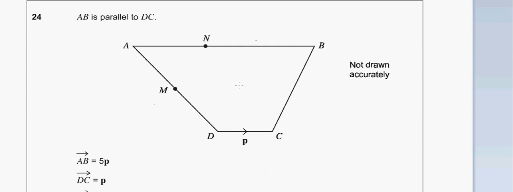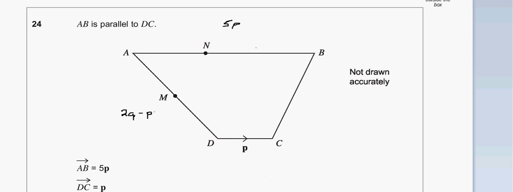Okay, so question 24. So we've got vectors here. AB is parallel to DC, so we know that this line and this line are parallel. They've put in that it's vector little p from D to C. So they told us that here. Now they have not put it on here, but the vector A to B is 5p. So this is 5p. So from here to here is 5p.